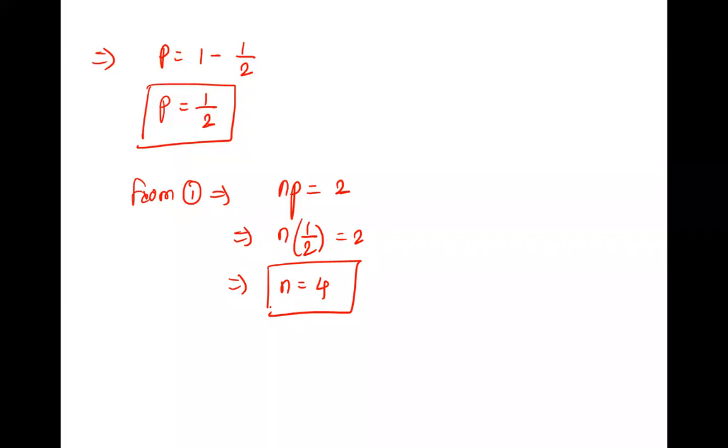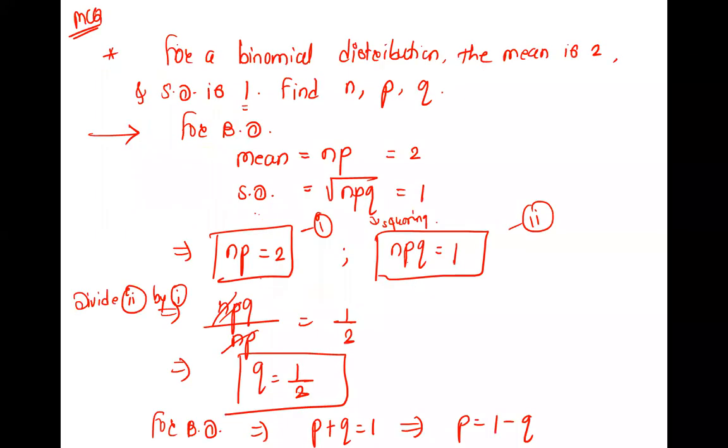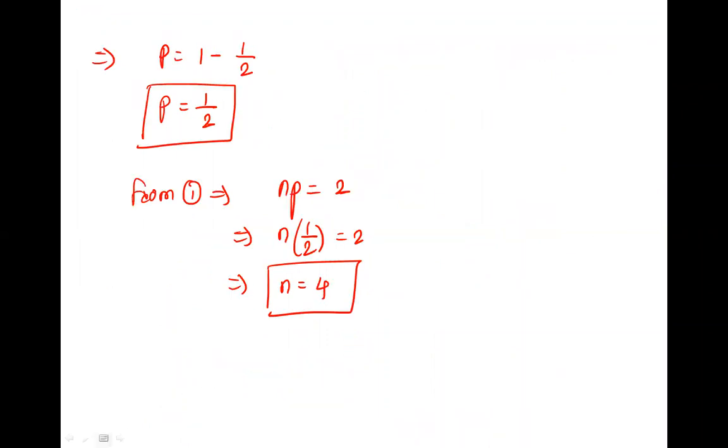Got all the values? It can be asked in exam. Please remember. Chances are there. Okay, the next question. Is it clear to everyone? We just need the two formulae. Accordingly, we can solve Q by dividing, and then we can find P also. And if we have P, we can find N also by the definition of mean.